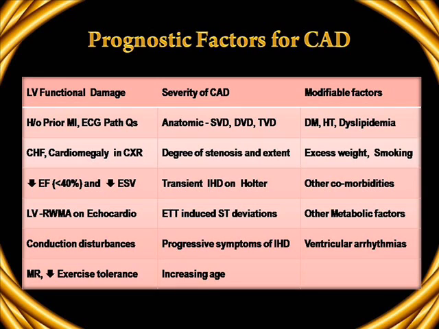Does he have transient ischemic episodes on the Holter monitor, which is a poor prognostic sign? Exercise testing induced ST deviations again are poor predictors of prognosis. Progressive symptoms of IHD are also poor predictors. Of course, increasing age is associated with poor prognosis. There are certain modifiable risk factors which also indicate poor prognosis. Presence of diabetes, uncontrolled hypertension, dyslipidemia, particularly LDL and Lp(a), excessive weight, current smoking, and other comorbidities, other metabolic factors, presence of ventricular arrhythmias, all are indicative of poor prognosis.